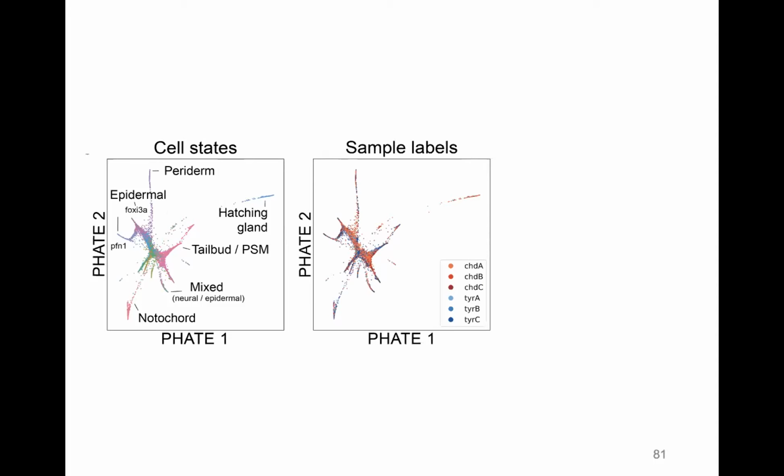In cluster tailbud/PSM, what is the number of cells from the treatment condition and the number of cells from the control condition, and then the ratio between them. So if, say, in that cluster there were 100 control cells and 50 treatment cells, that ratio for that cluster would be a twofold increase.